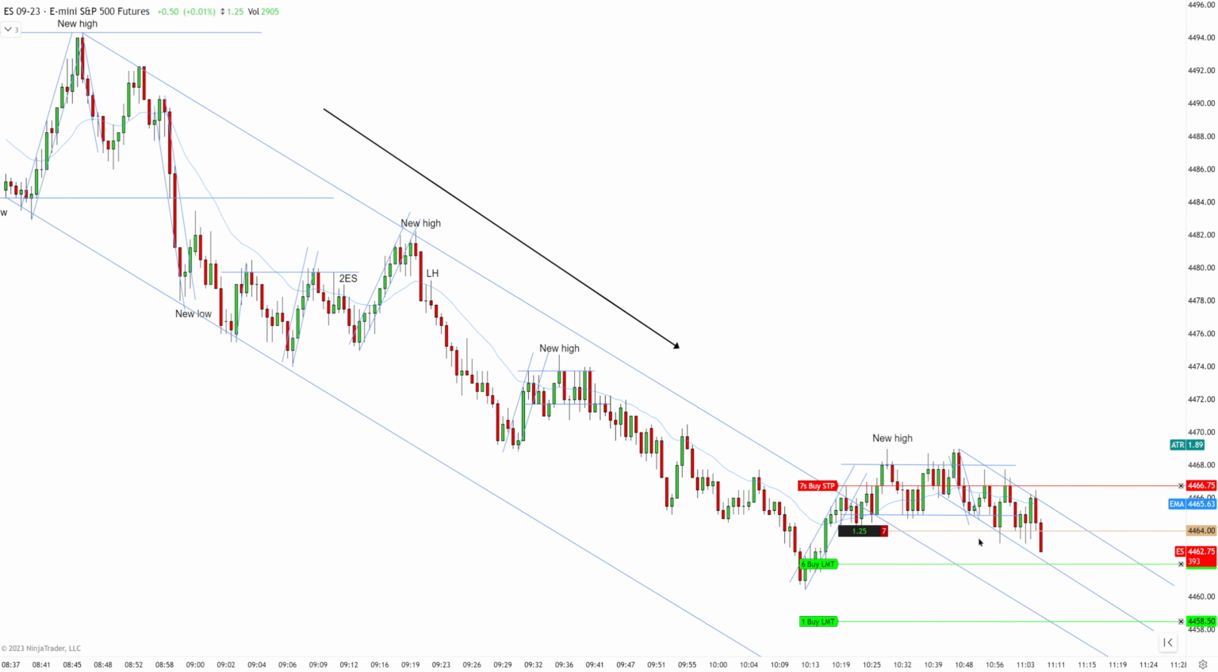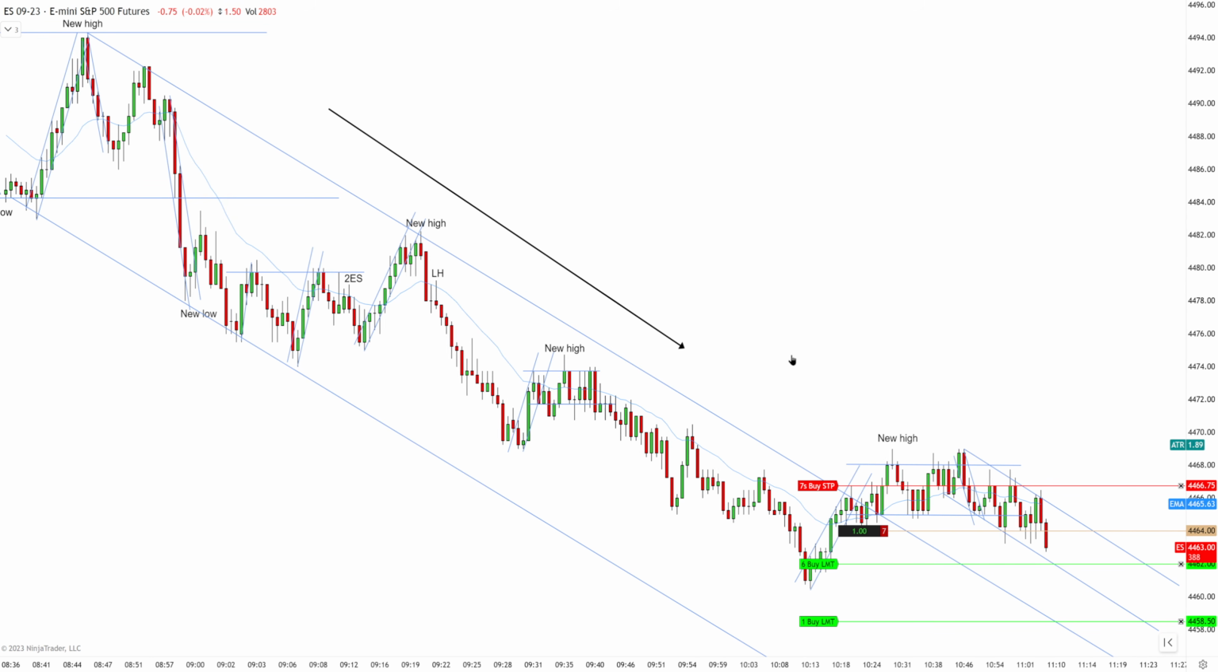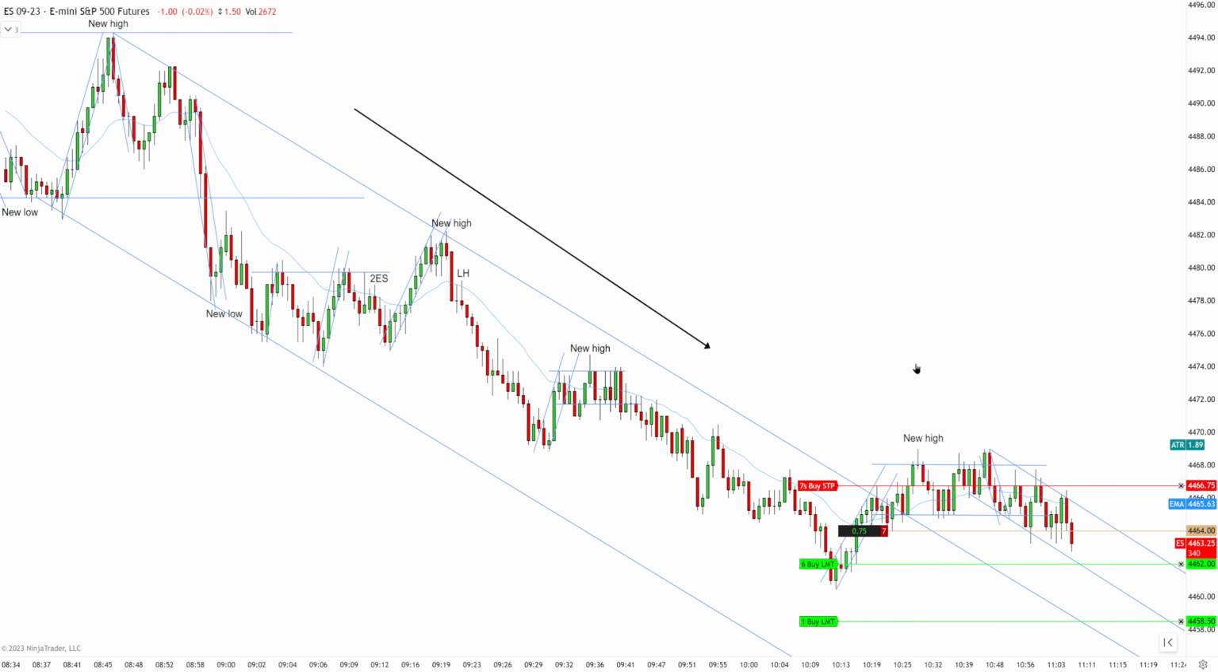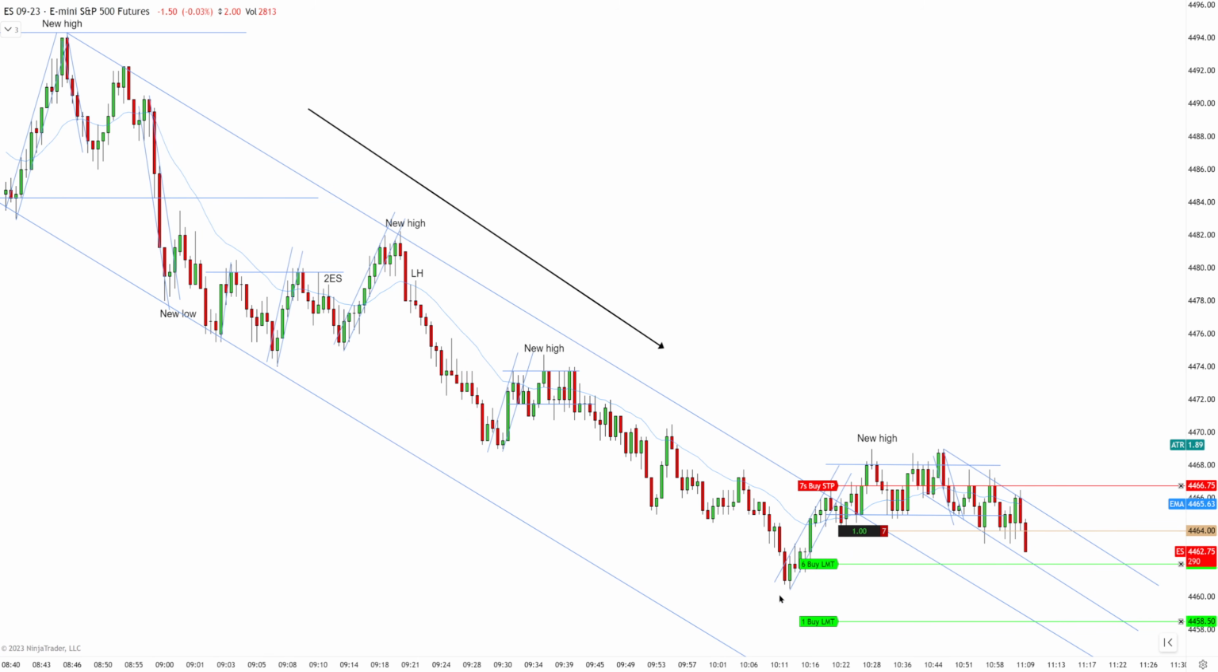My goal as a price action trader is to always identify the overall structure. This is a bearish downtrend. We broke the downtrend channel and a new low needs to be tested according to trendline rules. Okay, so this is simple. We broke the channel and I expect a new extreme.